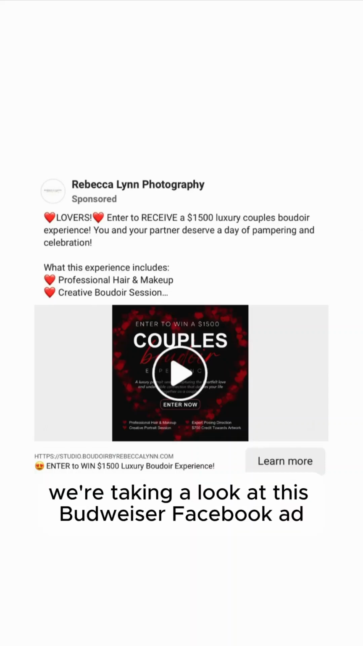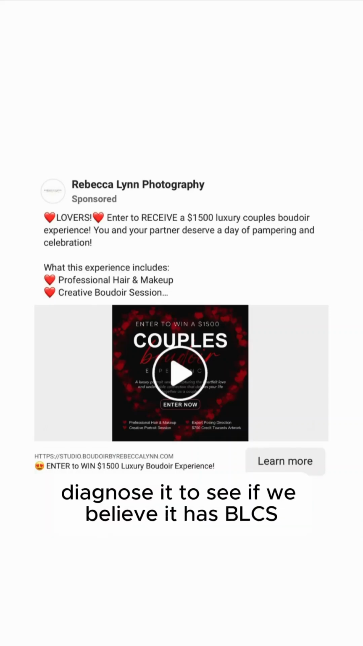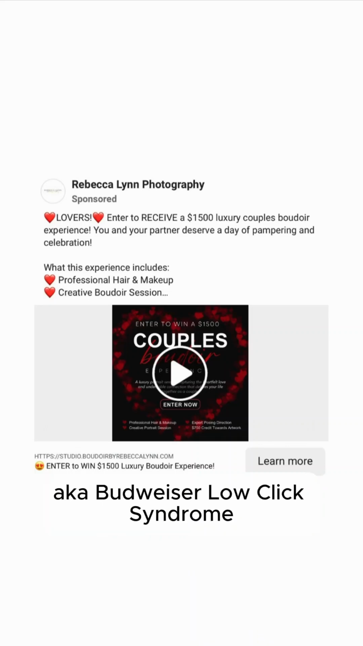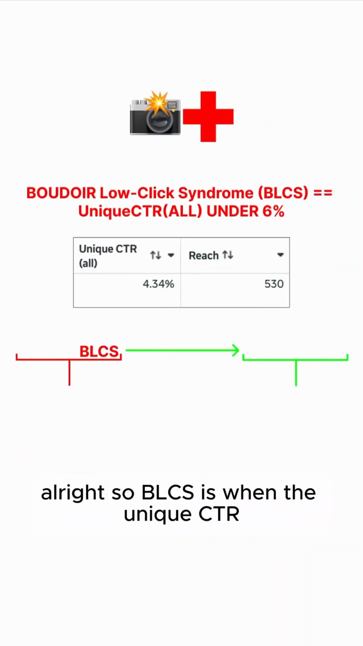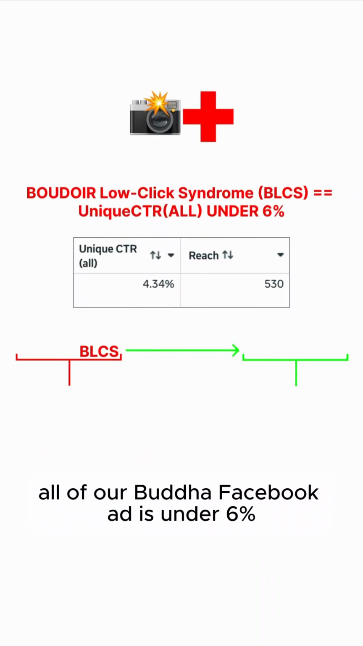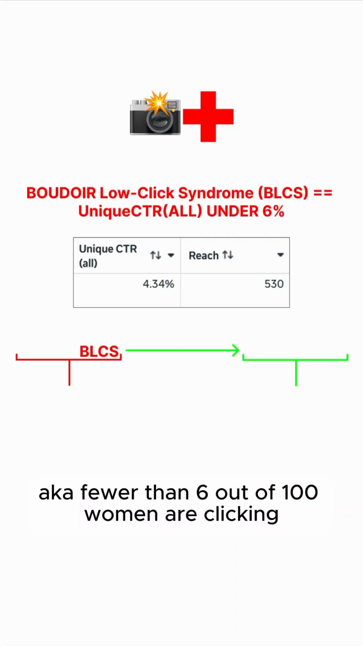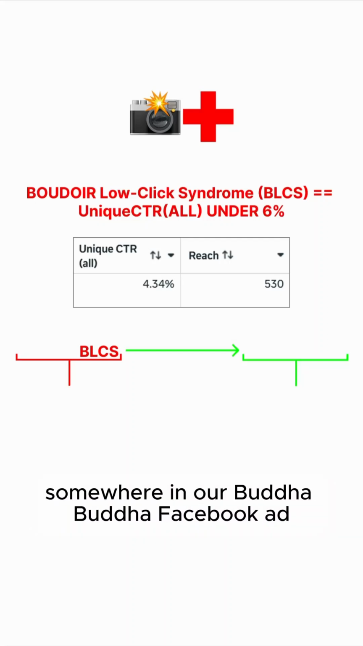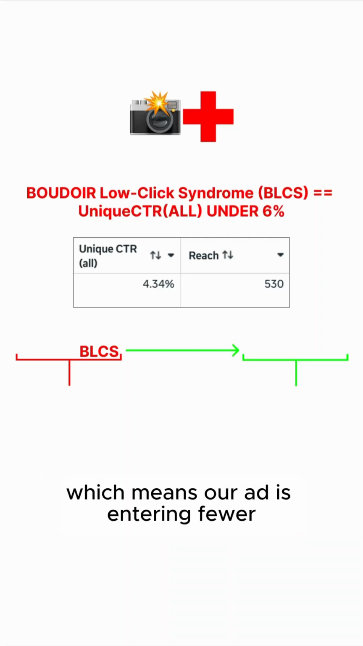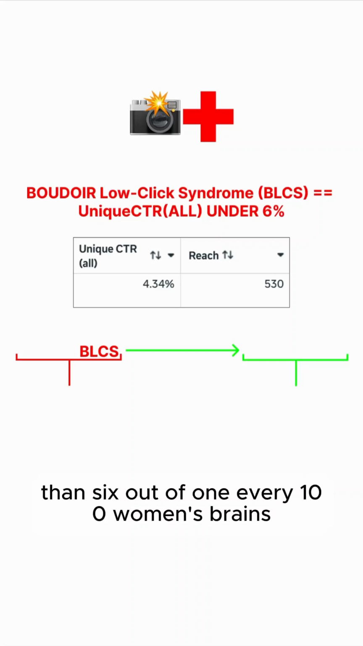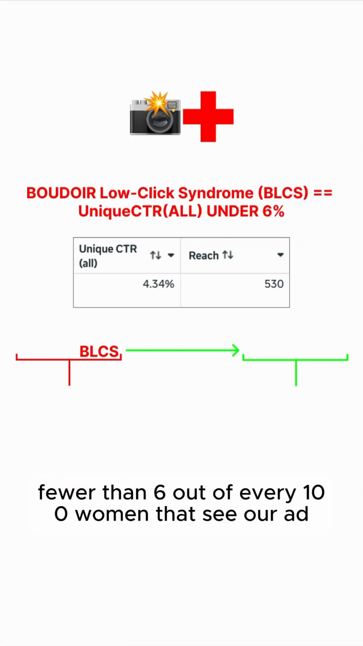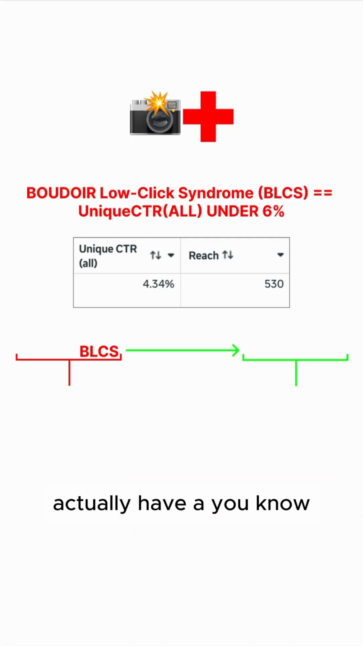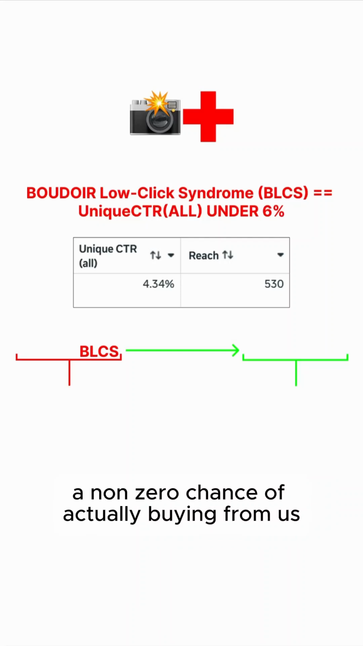All right, y'all, we're taking a look at this Boudoir Facebook ad. We're gonna diagnose it, see if we believe it has BLCS, aka Boudoir low click syndrome. BLCS is when the unique CTR on our Boudoir Facebook ad is under 6%, aka fewer than 6 out of 100 women are clicking somewhere on our ad, which means our ad is entering fewer than 6 out of every 100 women's brains, which means fewer than 6 out of every 100 women that see our ad actually have a non-zero chance of buying from us.